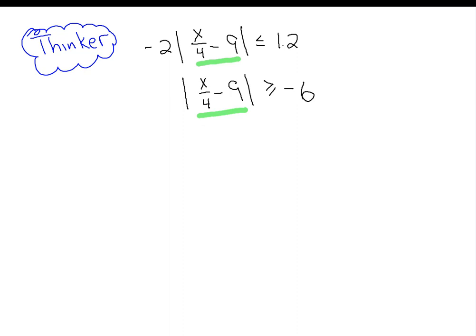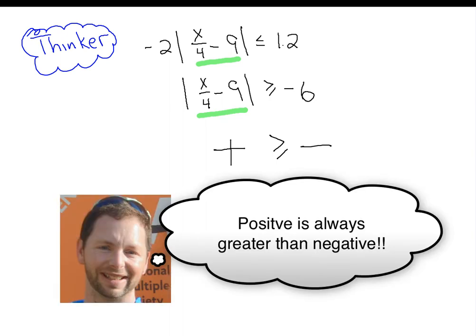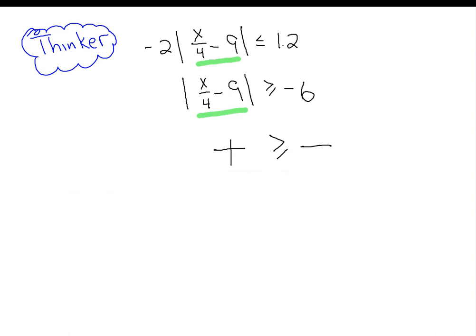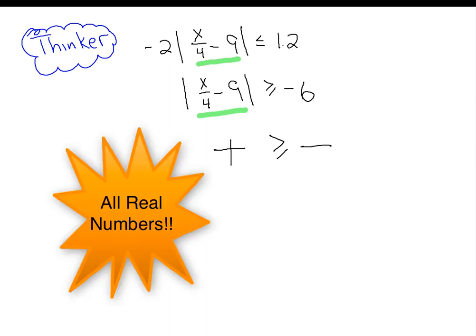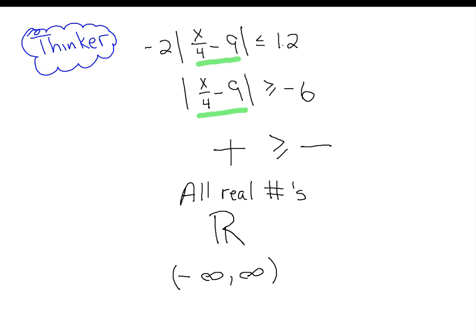So on the left hand side we've got something positive. And on the right hand side we've got something negative. Something positive will always be greater than or equal to something negative. So what does that mean as far as our solution is? Well, if you have a situation like this, the correct answer for this type of problem is going to be all real numbers. Because no matter what number you pick, it will always work. So all real numbers will work in this situation.